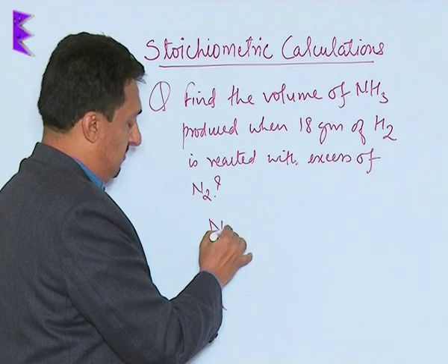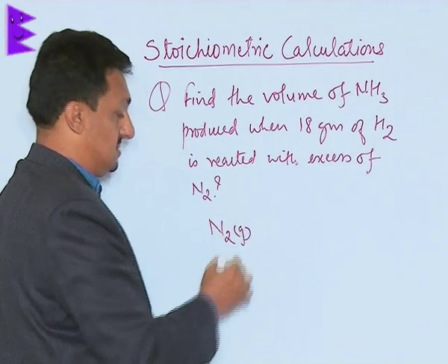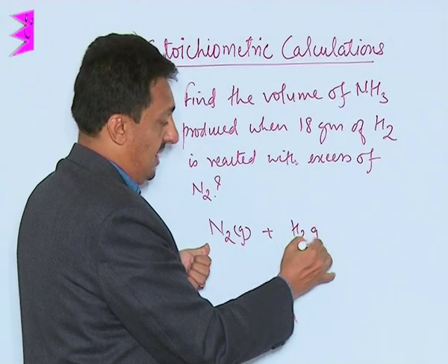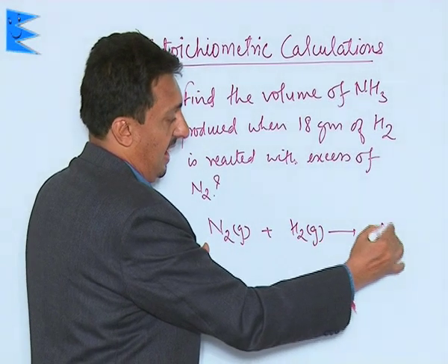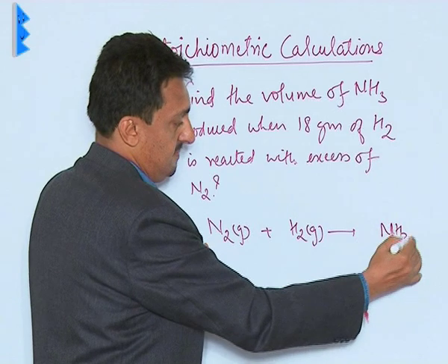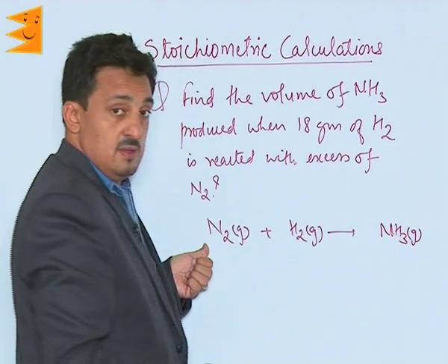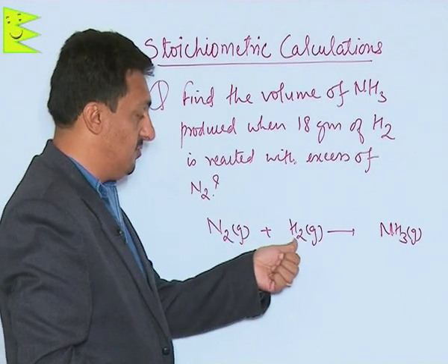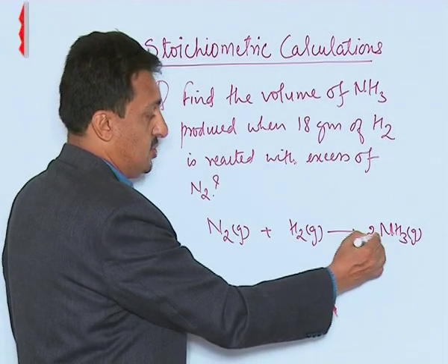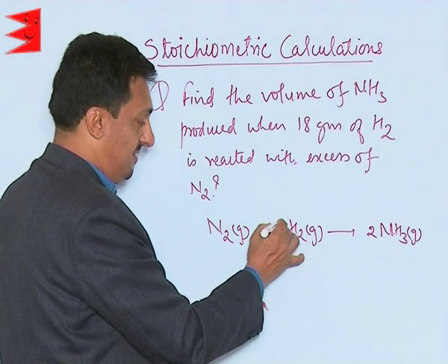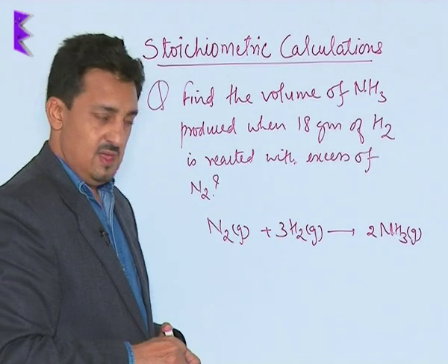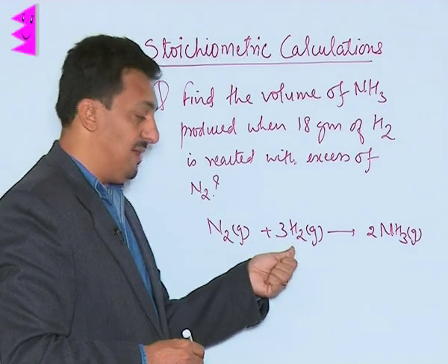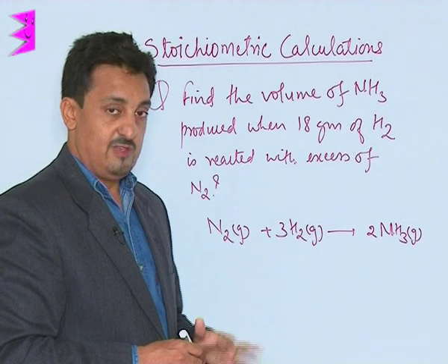So see, the reaction is like this: nitrogen gas reacts with hydrogen gas and gives ammonia. Now we have to balance this. This is 2 nitrogen, 2 hydrogen. If you make it 2, this nitrogen gets balanced. The hydrogen is 6, so this becomes 3. Now what is important to note here is that 1 mole of nitrogen combines with 3 moles of hydrogen to give you 2 moles of ammonia.